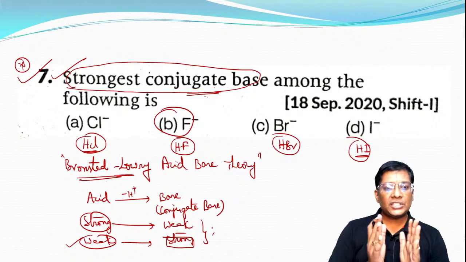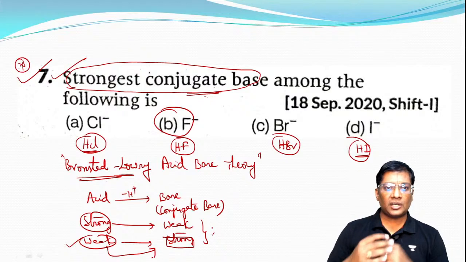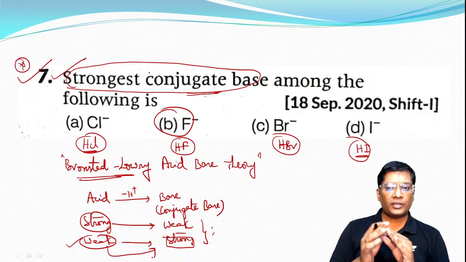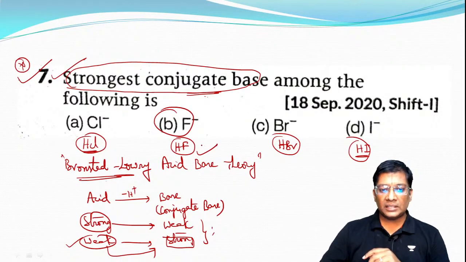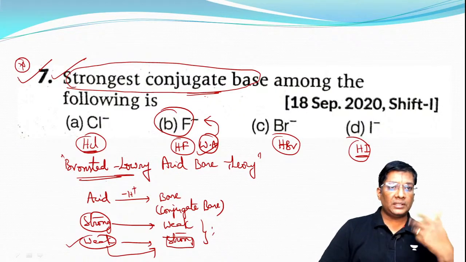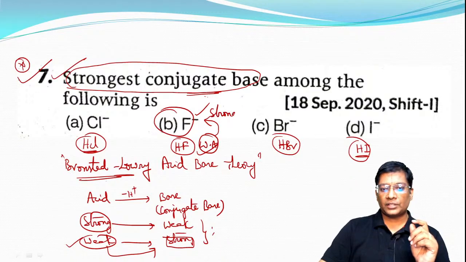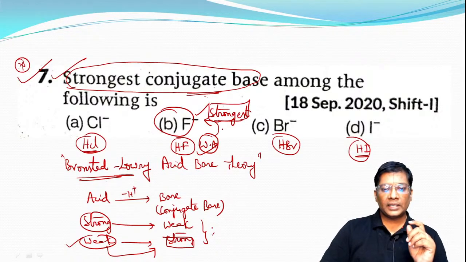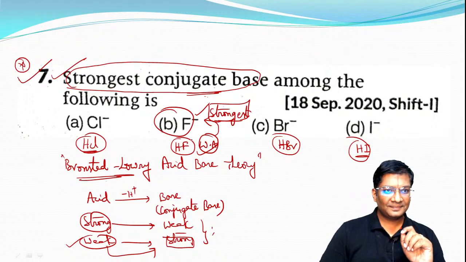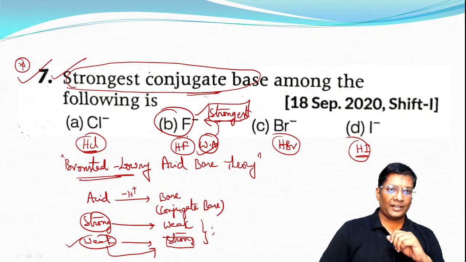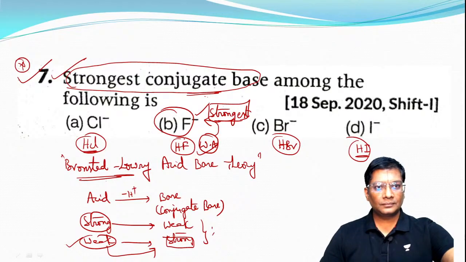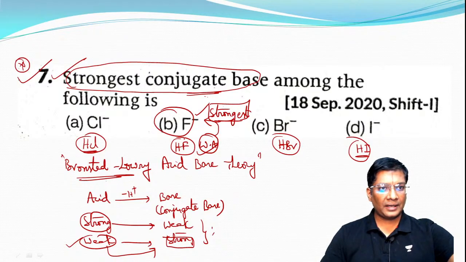Out of these four acids, which is weak? Weak acids form strong conjugate bases. So out of these four, which is weak for us? HCl, HF, HBr and HI. Automatically HF is the weak acid. So from this weak acid, you will get a strong base by donating the proton. If HF donates the proton, you will get F minus. This is the strongest one. Is it clear, all of you? Very good. I hope you understand this question very well.